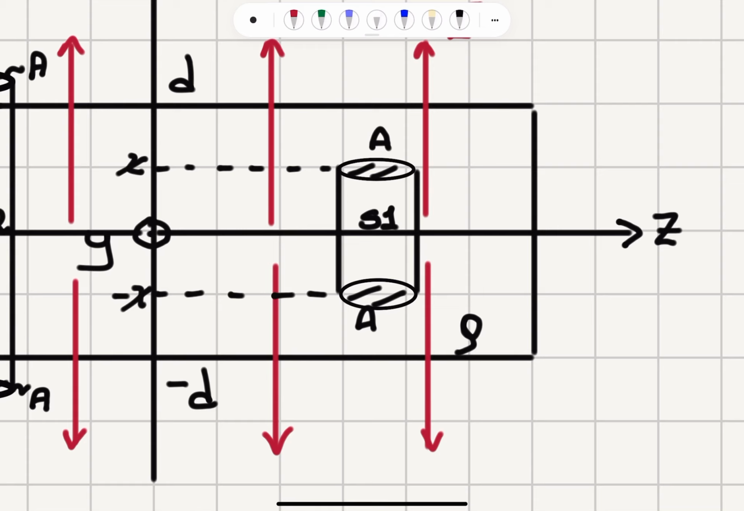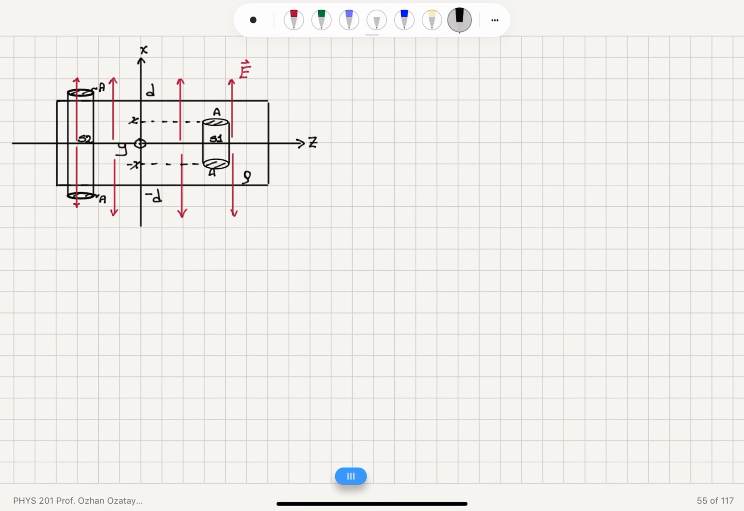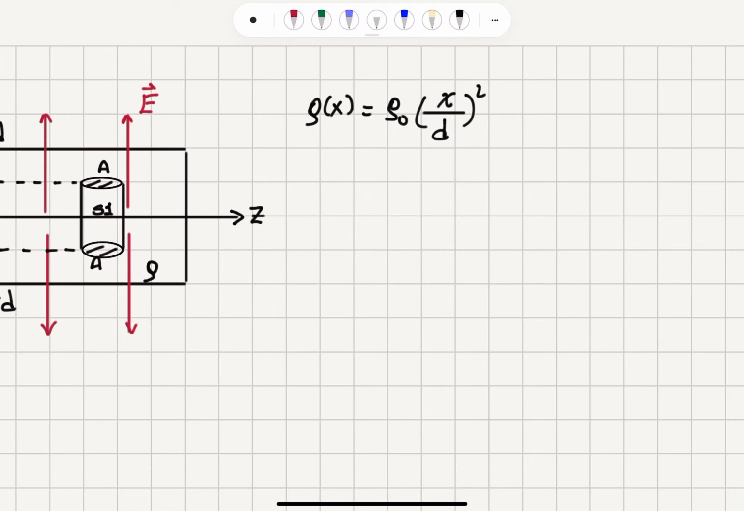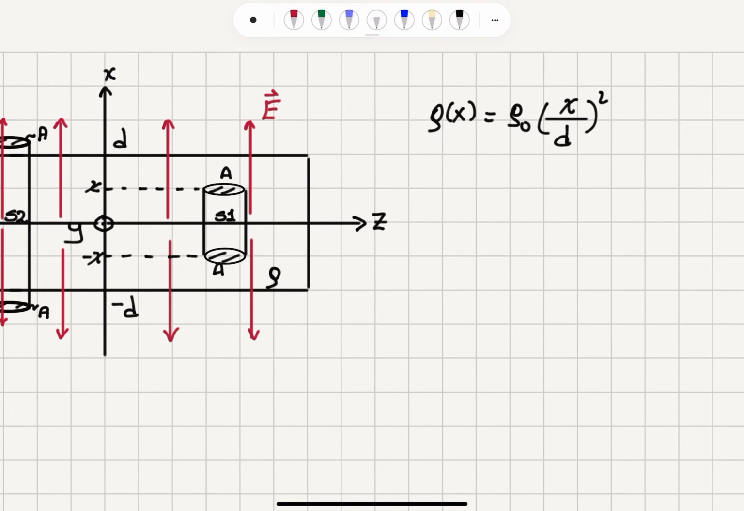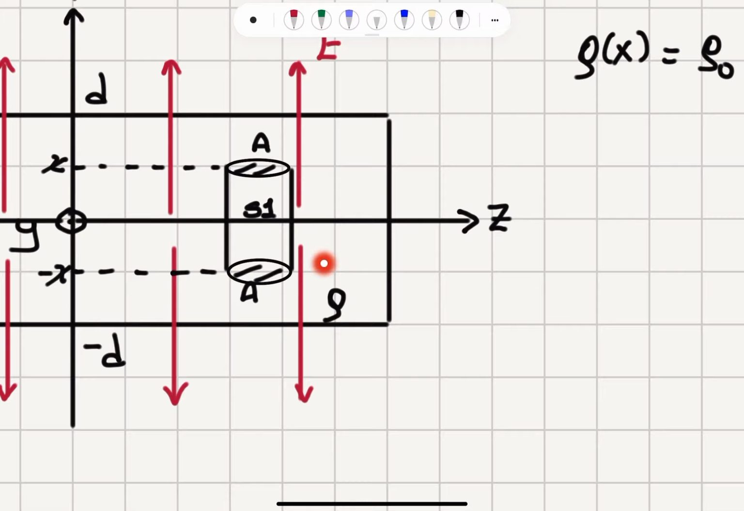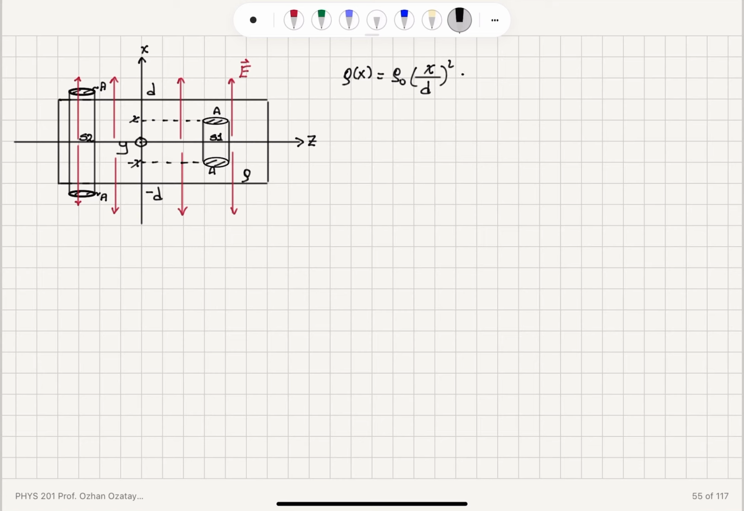So for this Gaussian cylinder S1, I can use Gauss's law. I noticed that the charge density, rho, varies with x. It's not a uniform charge distribution, and it's given by rho 0 (x divided by d) squared. And you can see that this is a function of x squared, which means if I have x replaced by minus x, I would find the same charge distribution. So there is symmetry in the charge distribution on the positive x-axis and negative x-axis. So I note that rho of plus x is equal to rho of minus x.